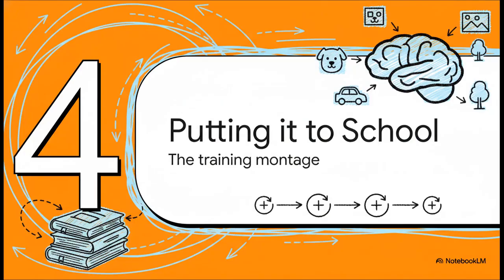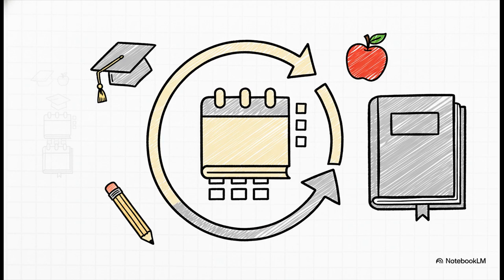Okay, the brain is designed, the textbook is ready. Now, it's time to send our AI to school. The training process is basically a learning montage, where our model just studies the data over and over and over again, getting a little bit smarter with every single pass. In machine learning, one full pass through the entire training dataset is called an epoch. A simple way to think of it is like one academic year for our AI student, and we're going to put it through 25 of these school years.